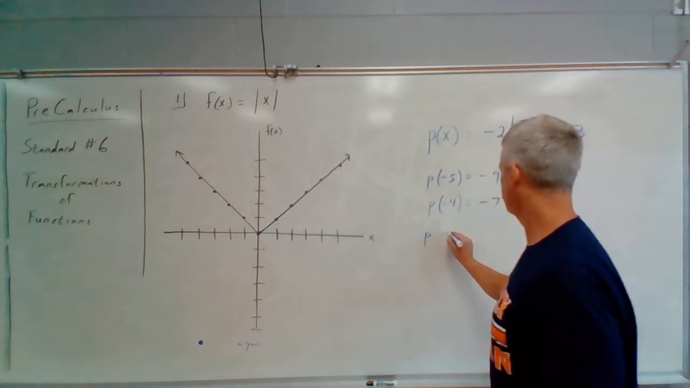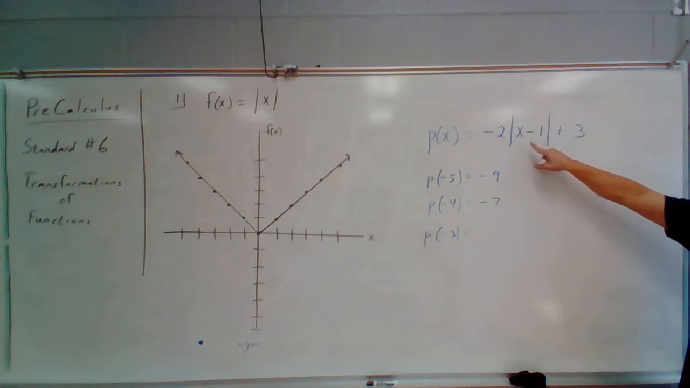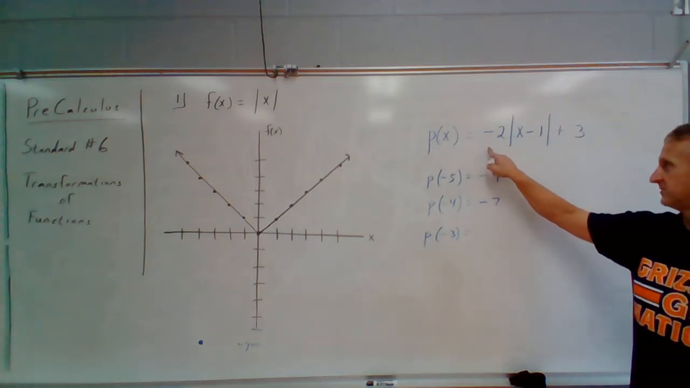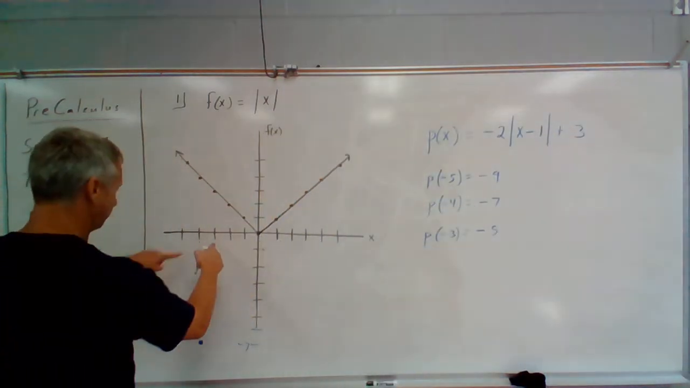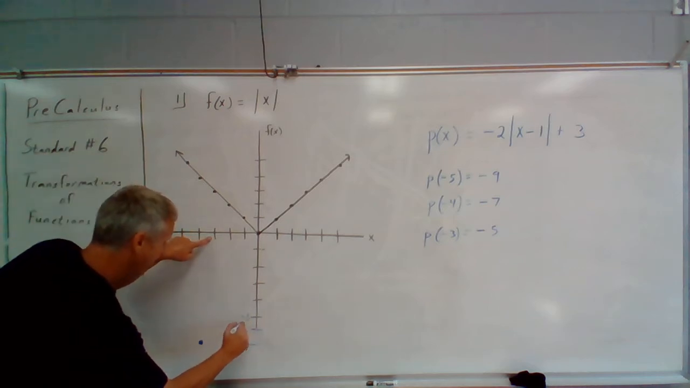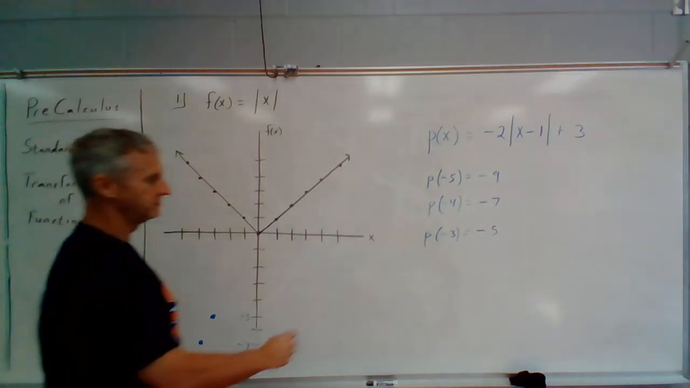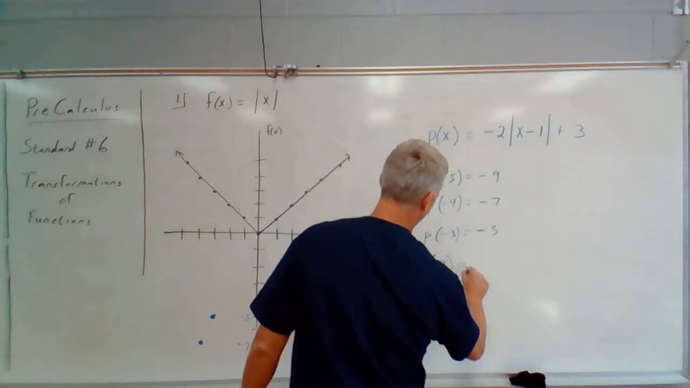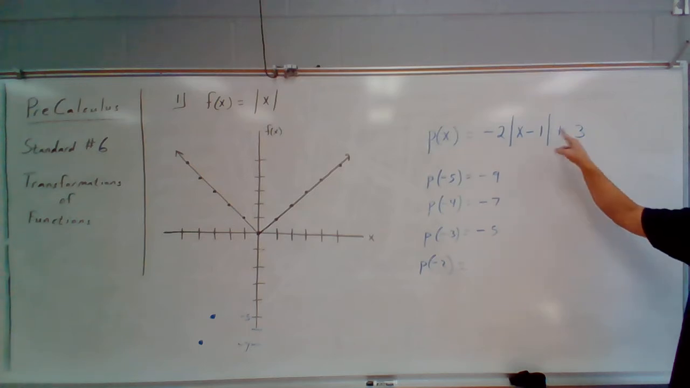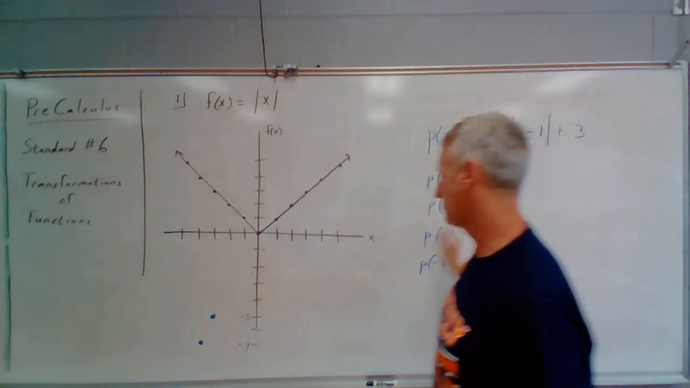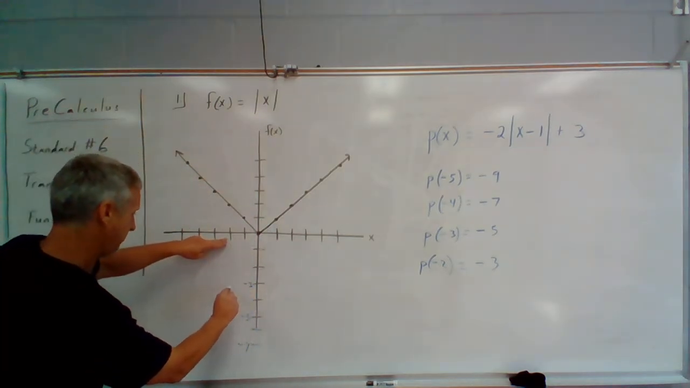Now let's do -3. If I plug in -3, minus 1 is -4. Absolute value of -4 is 4. 4 times -2 is -8. -8 plus 3 is -5. So plug in -3, and I get -5. Let's do p of -2. So plug in a -2, get -6 plus 3 is -3. You probably detect a pattern there. So plug in -2, I get -3.